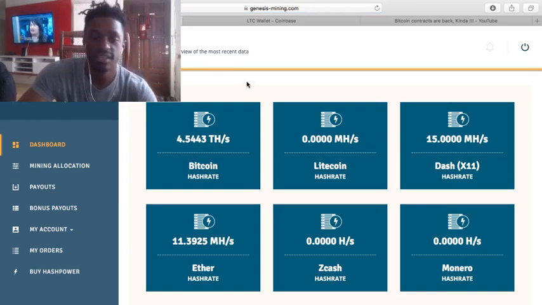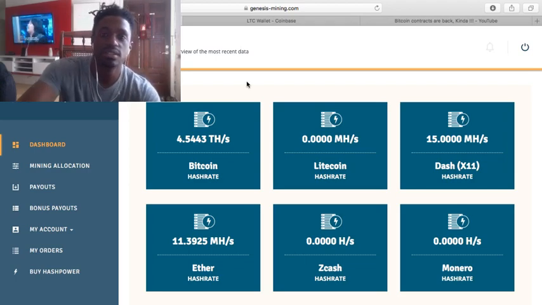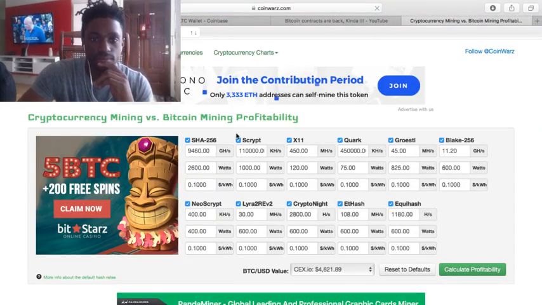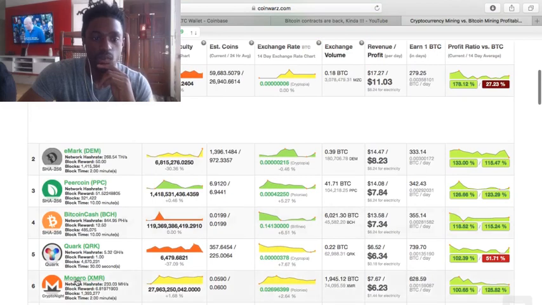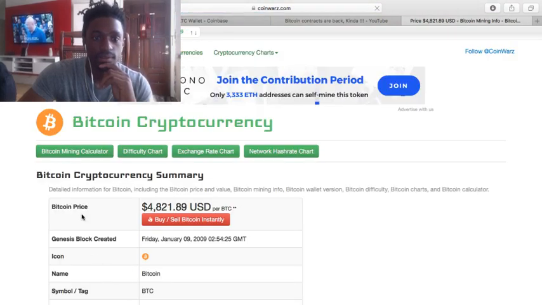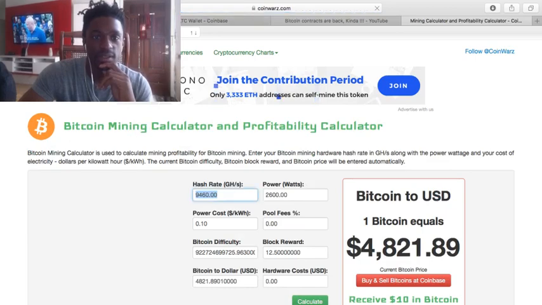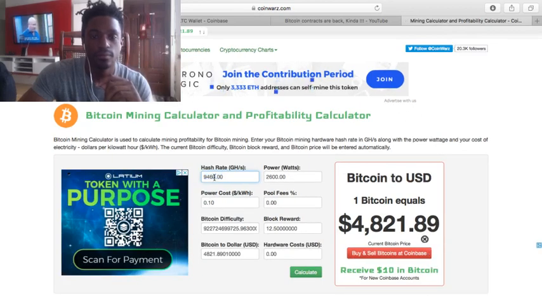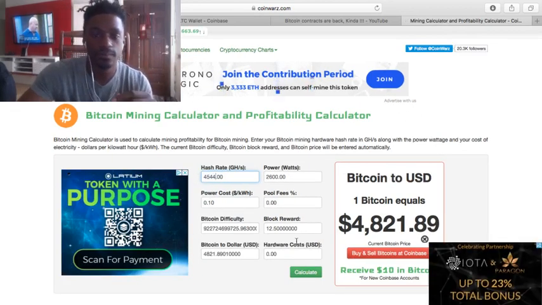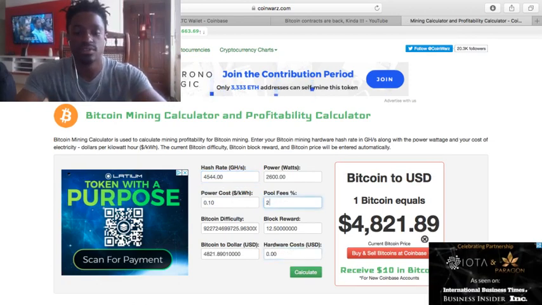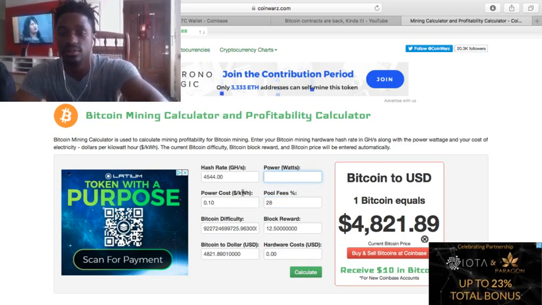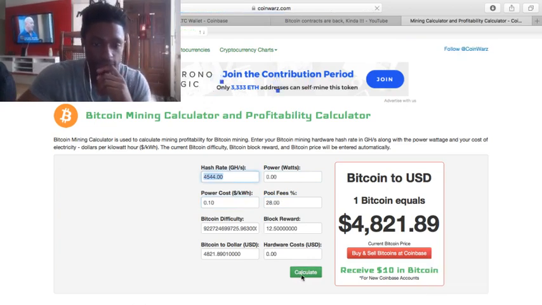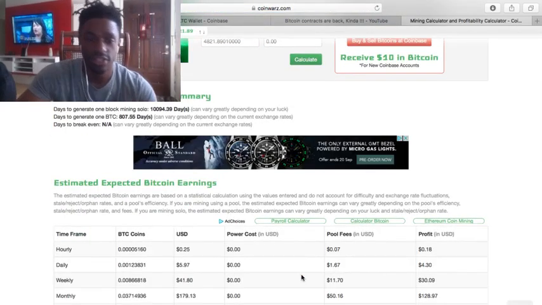Upgraded a whole terahash. Now, if we want to check the profitability of this, let's just go to CoinWarz and go to the Bitcoin mining calculator. I have 4.544. Pool fees around 28%. Zero wattage. Zero power cost. And hit calculate. There you go.